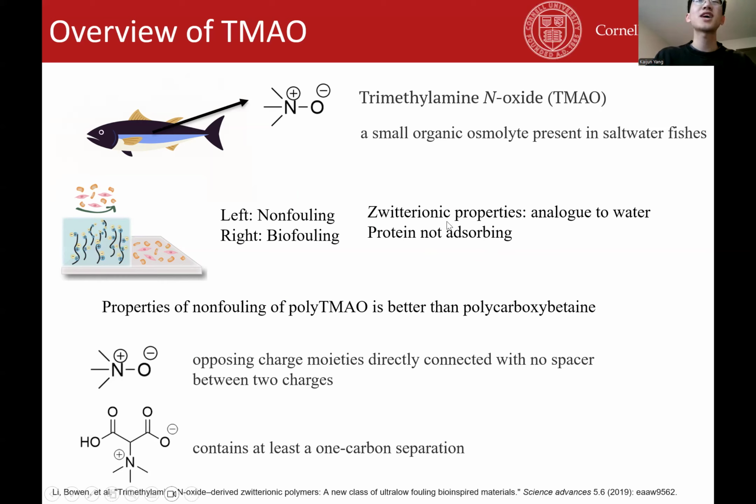Zwitter is actually a German word. It means two. From the structure of TMAO, we can see there are two opposing charges, negative and positive. So it is a zwitterionic material. The properties of zwitterionic materials are analogous to water. Because it acts like water, the protein will not recognize it and therefore will not adsorb on it. And for materials that are not zwitterionic, the protein will adsorb through protein-material interactions, mostly hydrophobic interactions.